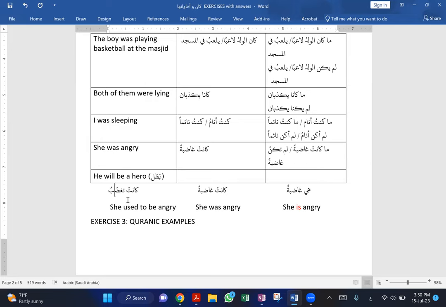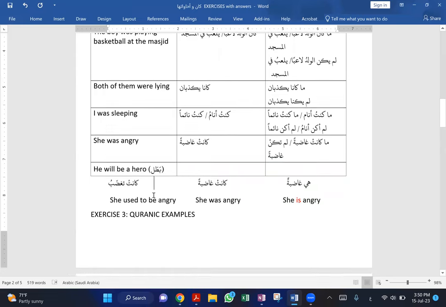My point is, with Kana sentences, it is better to use this one, used to be. Yes. Otherwise we'll confuse it with the passive one if we are using be. Exactly. Yeah, that's better. It's better to use used to because it's easier to understand. Also, it's much better English. Like, she was being just sounds weird. But if you say she used to be angry, people understand. Like, she no longer is angry. Like, she was angry before. She no longer is angry. That's the difference, the subtle differences between when you use an ism or you use a jumla fi'liya that is mudari'a with kana. Clear?